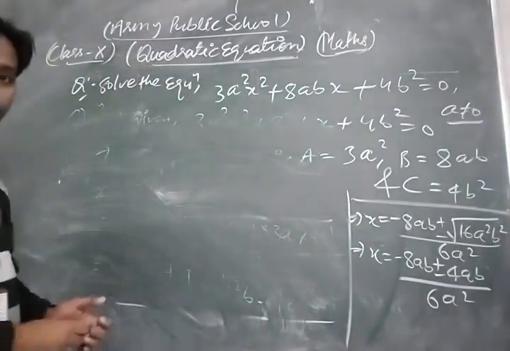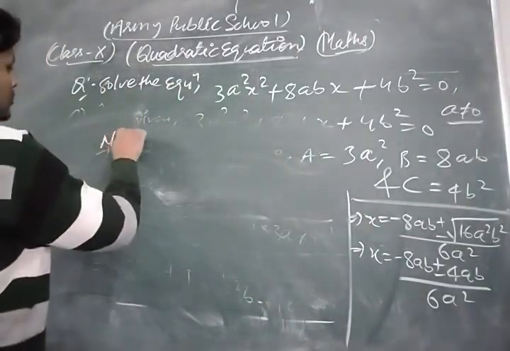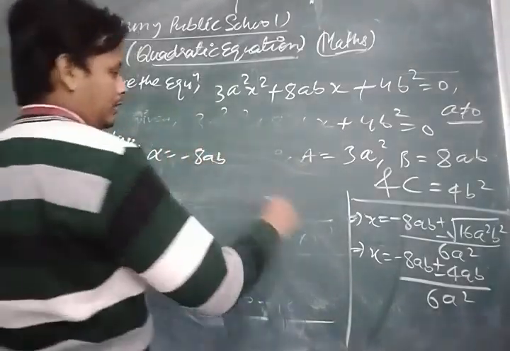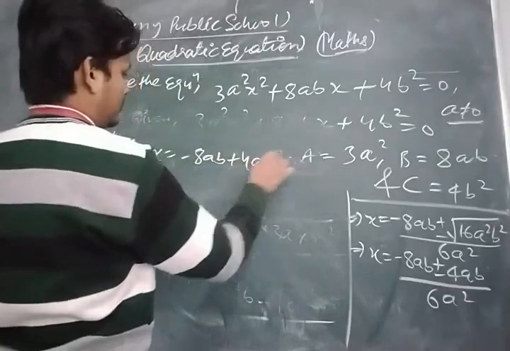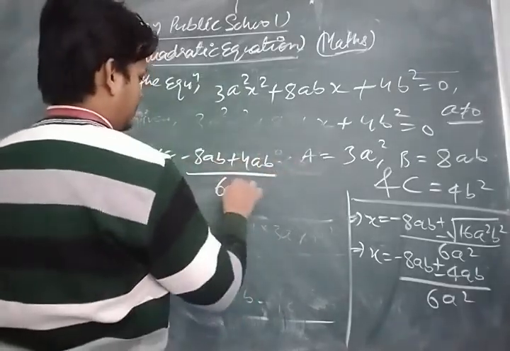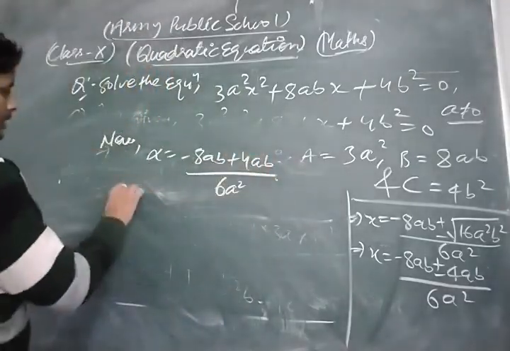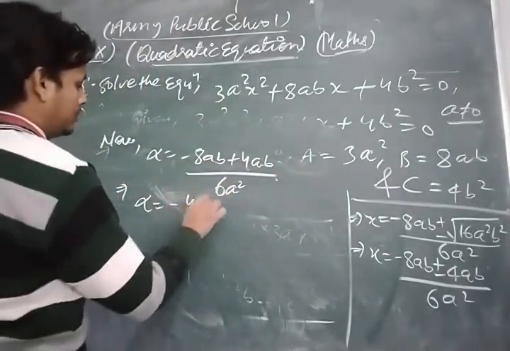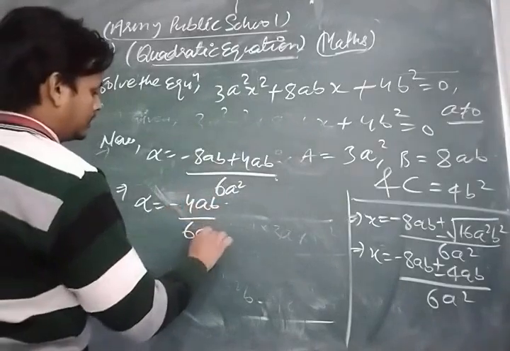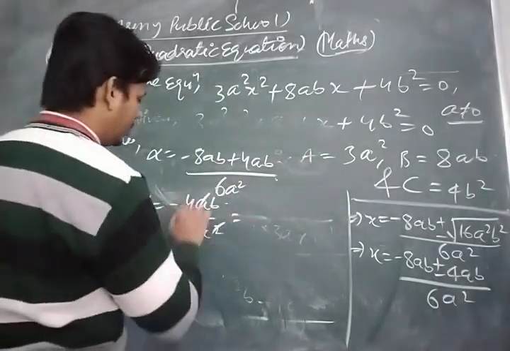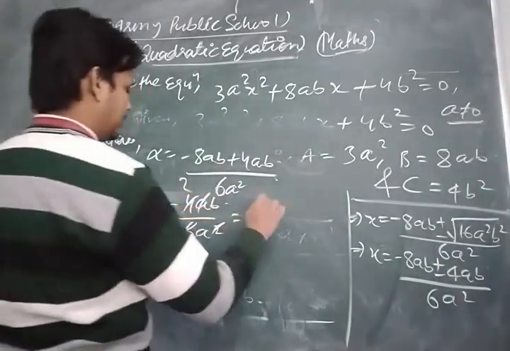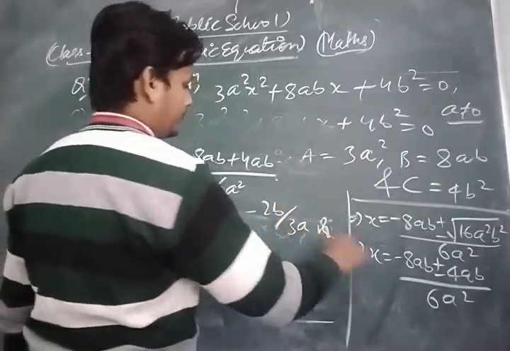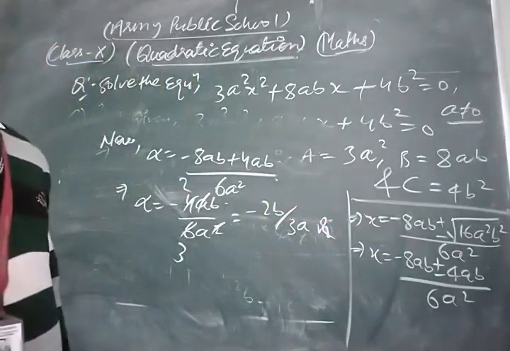That is, the first root alpha is minus 8ab plus 4ab upon 6a square. So that is minus 4ab upon 6a square. One a cancels. 2 2s are 4, 2 3s are 6. That is minus 2b upon 3a. This is the first answer: minus 2b upon 3a.